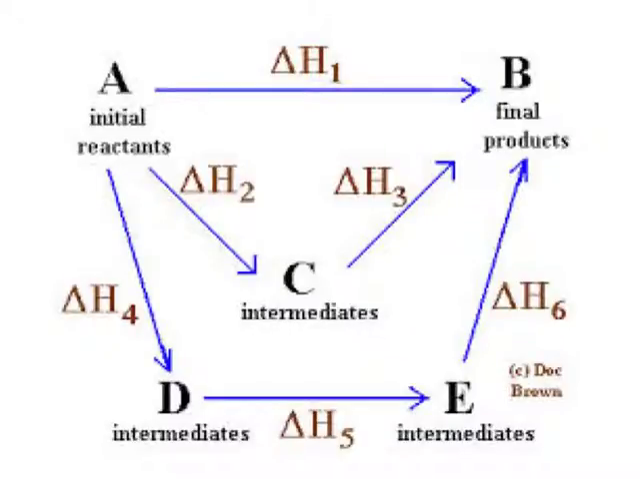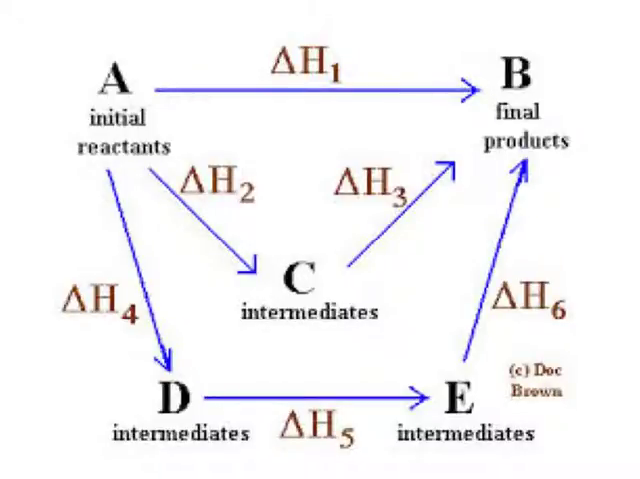For example, delta H2 plus delta H3 will give me delta H1. Delta H4 plus delta H5 plus delta H6 will also give me delta H1. It doesn't matter which path I choose to go, the overall delta H will be exactly the same.